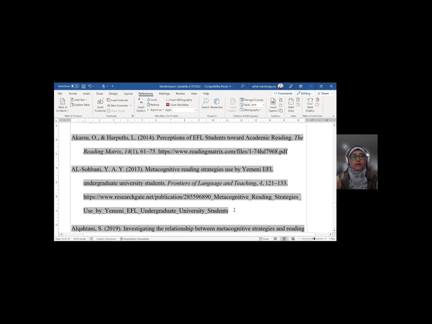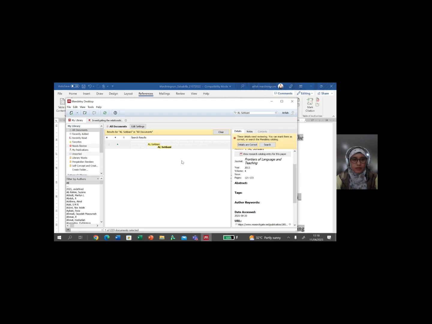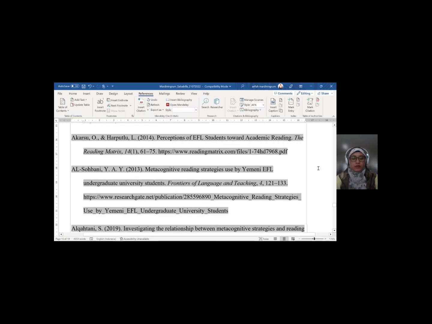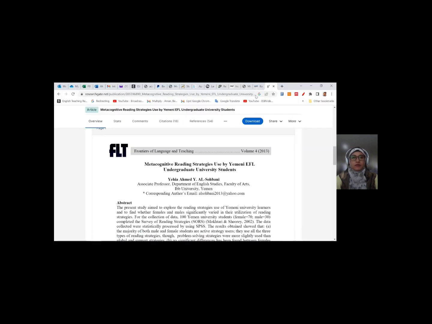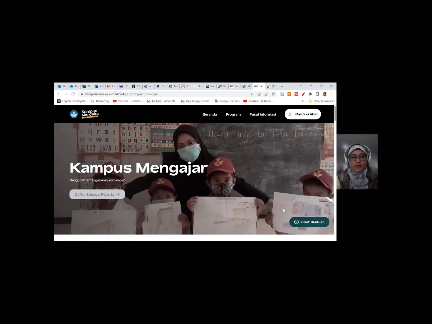Okay. Now, what about if I use literature that is not available in my Mendeley, right? Say, for example, you want to use a website. You want to cite from a website. Okay, this is what you can do. Let me show you what you can do. Okay, for example, I want to talk about the program of Kampus Mengajar, right?